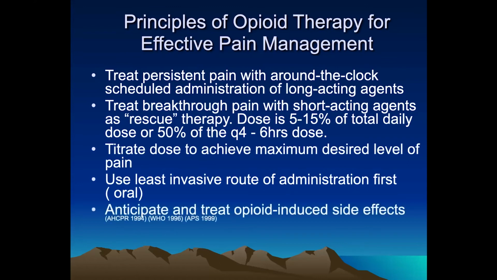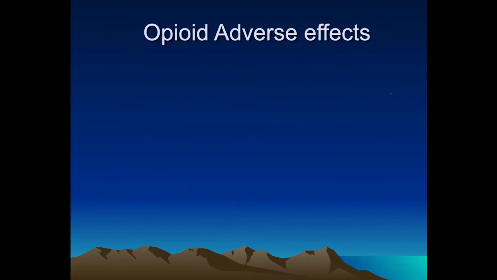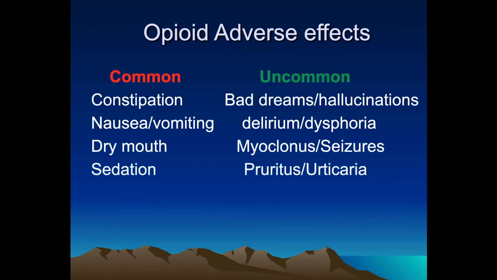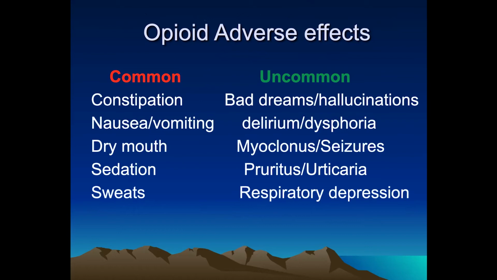Common side effects of oral morphine are constipation, nausea, vomiting, dry mouth, sedation, and sweating. Since we can anticipate constipation, we need to prescribe the laxative at the same time.